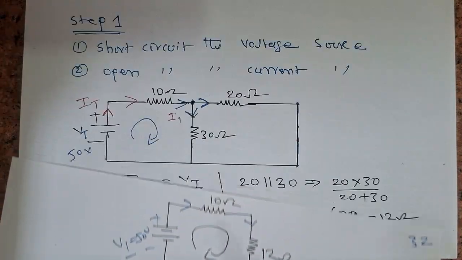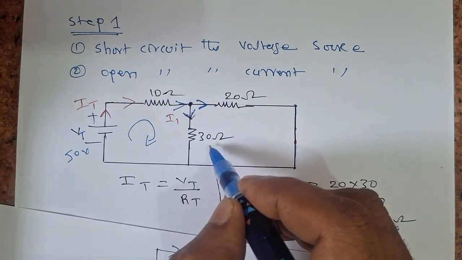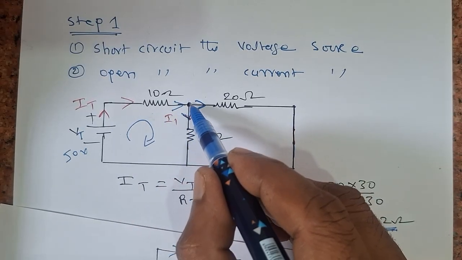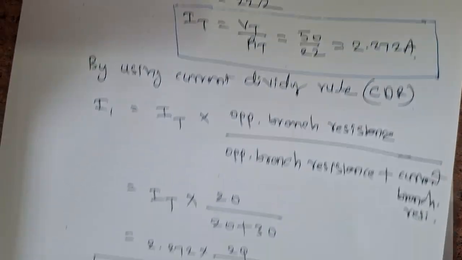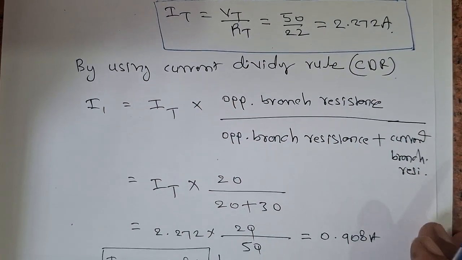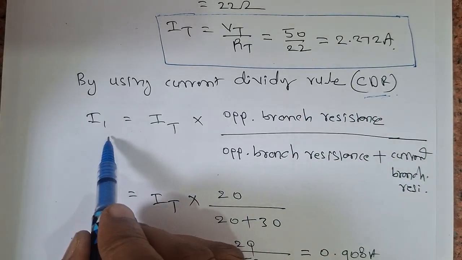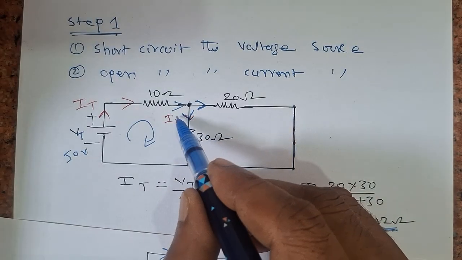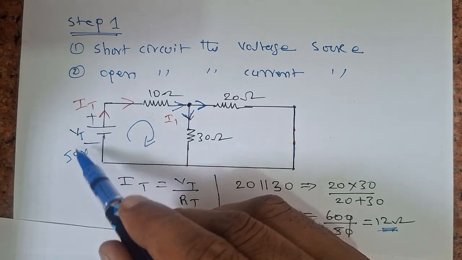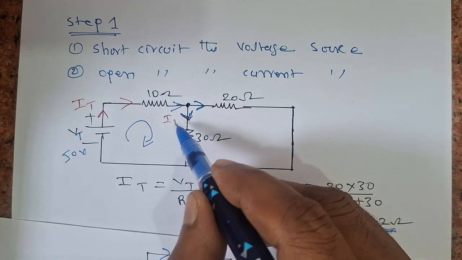Now from this total current, we have to find how much current is flowing through only the 30 ohm resistance. Here the current is getting divided. This total current is getting divided, so now we have to apply the current divide rule, because the current is dividing. It's a very shortcut formula. When source V1 is acting alone, I'm assuming this I1 current is flowing through the 30 ohm resistance.